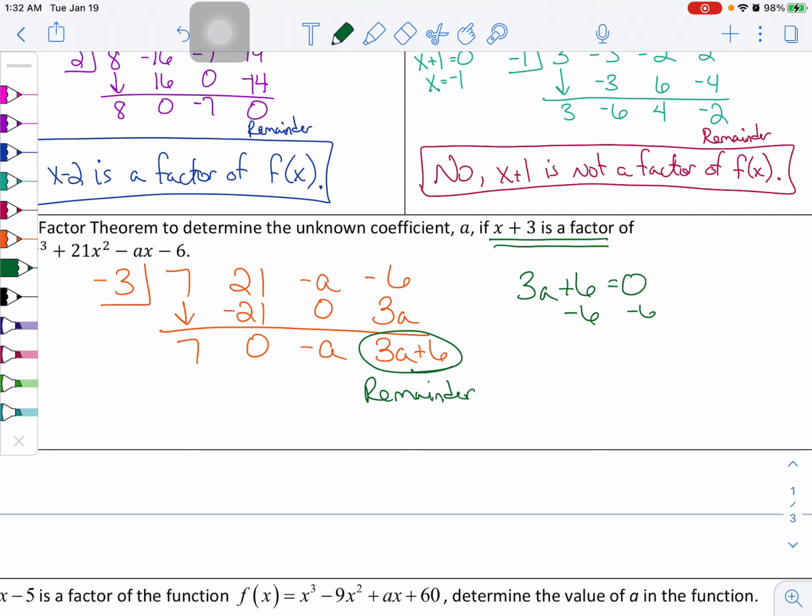So I'm going to subtract 6 from both sides. So 3a equals negative 6. Divide to solve, and I'm going to get a equals negative 2.